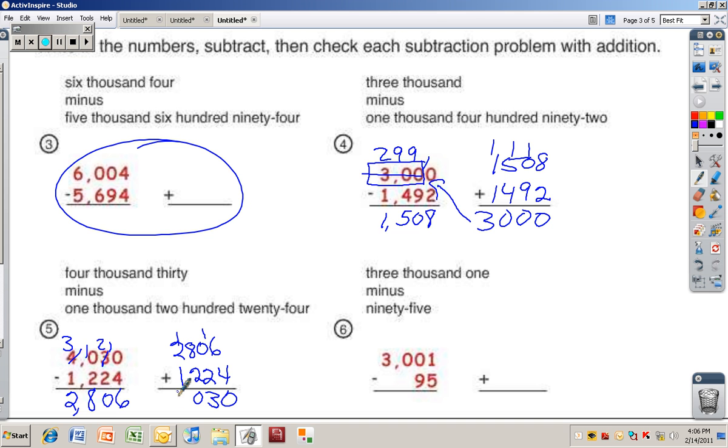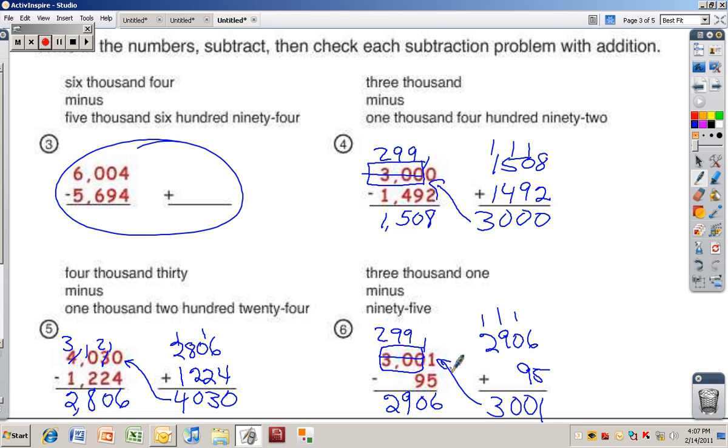And getting 4,030, which is the same as that one right there. 1 minus 5, can't do it. 11 minus 5 is 6. 0, 9, and 2. 2906. Add the 95, and you get 3001, which is the same as that number right there.